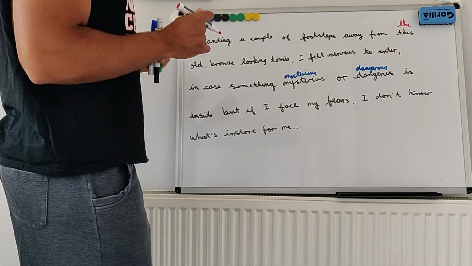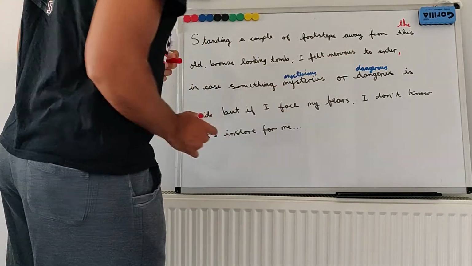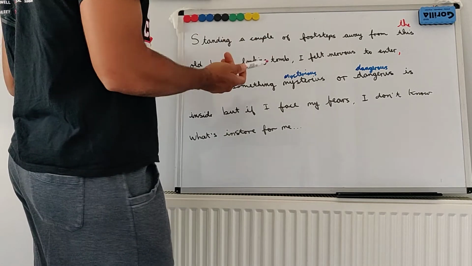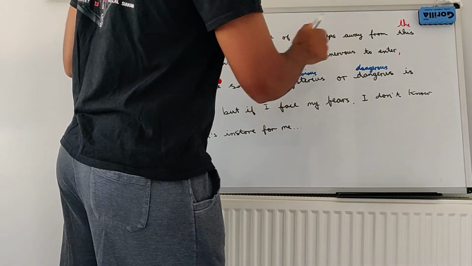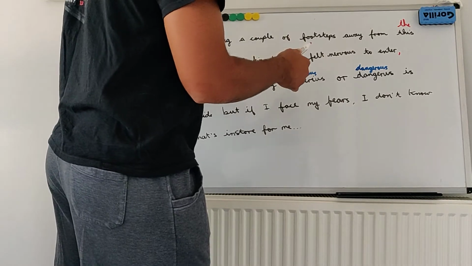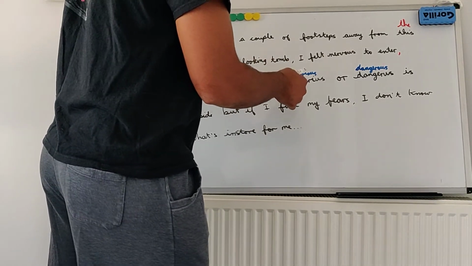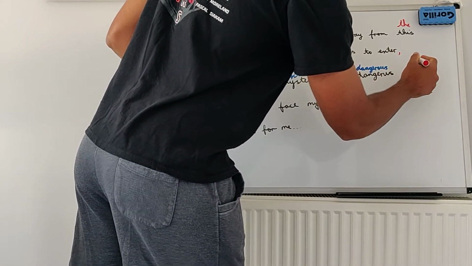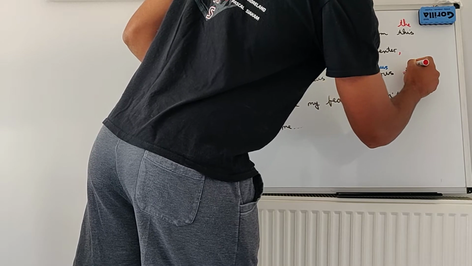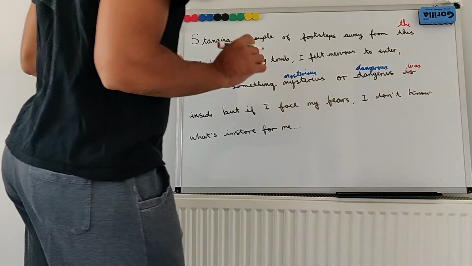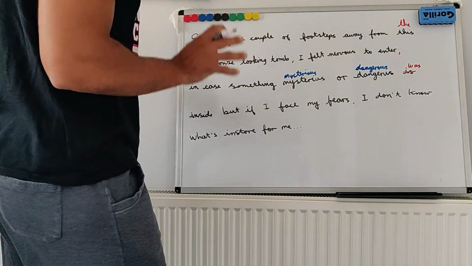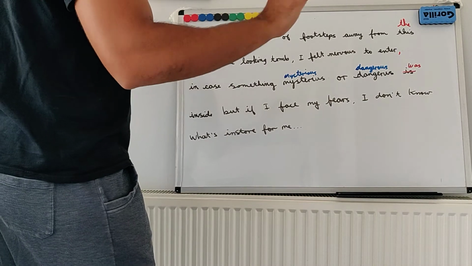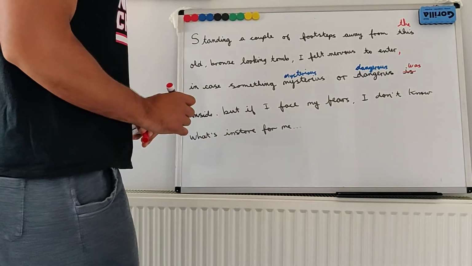Why? How did I decide to use a comma there? Because this right here cannot stand on its own, so I can use a comma. And that actually extends my sentence. So, standing a couple of footsteps away from this old bronze looking tomb, I felt nervous to enter, in case something mysterious or dangerous. Instead of is, how about we use was? We're going to read it again. This may be incorrect. We're just trying here. Was inside. Okay. I think now we can put a full stop there.